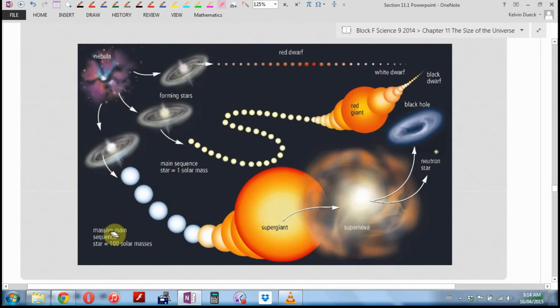And then massive main sequence stars, high mass stars. They become what we call supergiants, and these are the ones that can explode into a supernova, and then whatever core is left behind can either form what we call a neutron star or a black hole. That's what this diagram is saying.